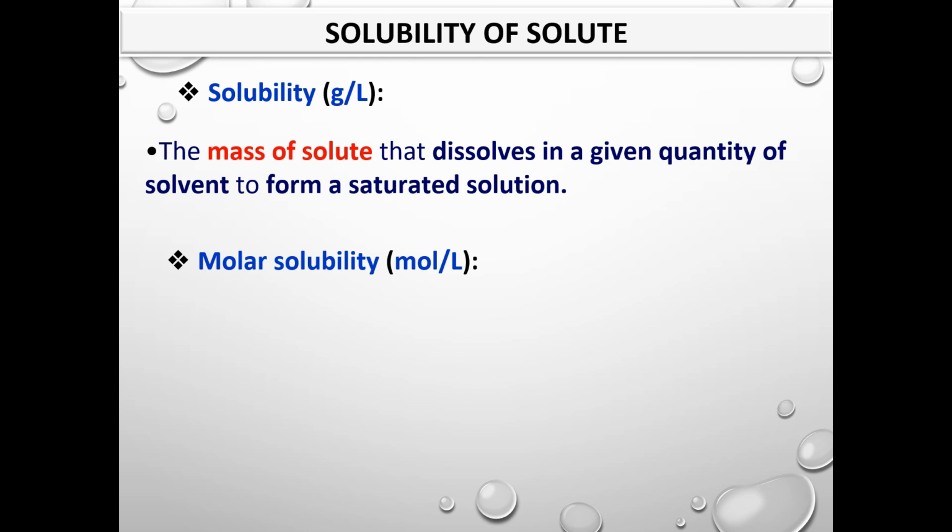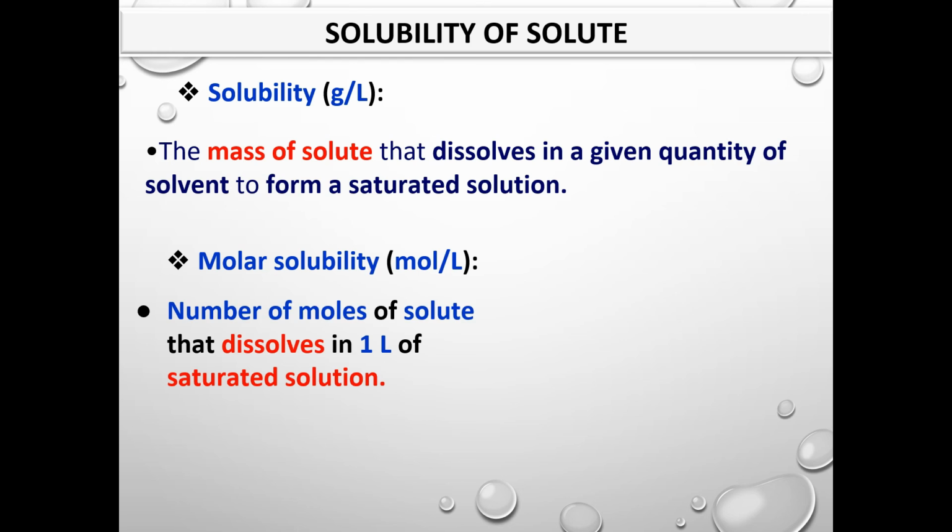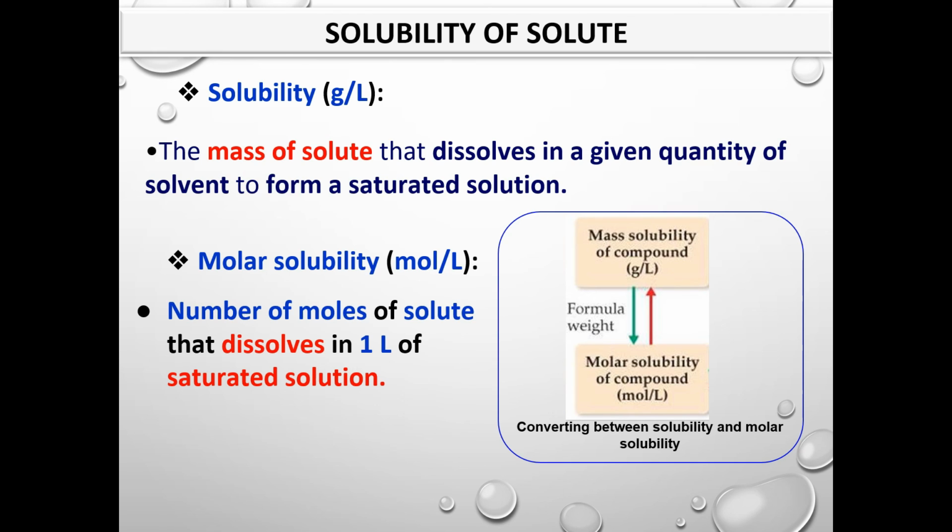And secondly is molar solubility, measured in mole per liter, which is defined as the number of moles of solute that dissolves in 1 liter of saturated solution. These two ways of measuring solubility are interconvertible, as seen in the diagram.